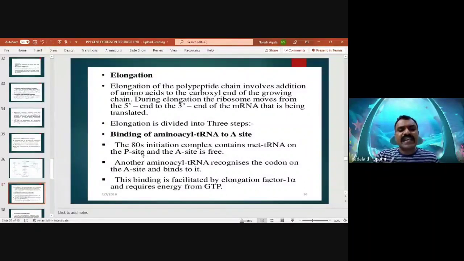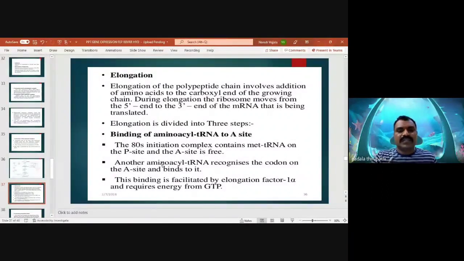Here, the 80S initiation complex contains methionine. MET means methionine. It is the first amino acid, my dear friends. So this tRNA we can call MET tRNA. So the MET tRNA is on the P site and the A site is free. Whenever the MET tRNA is on the P site, automatically the A site is free.